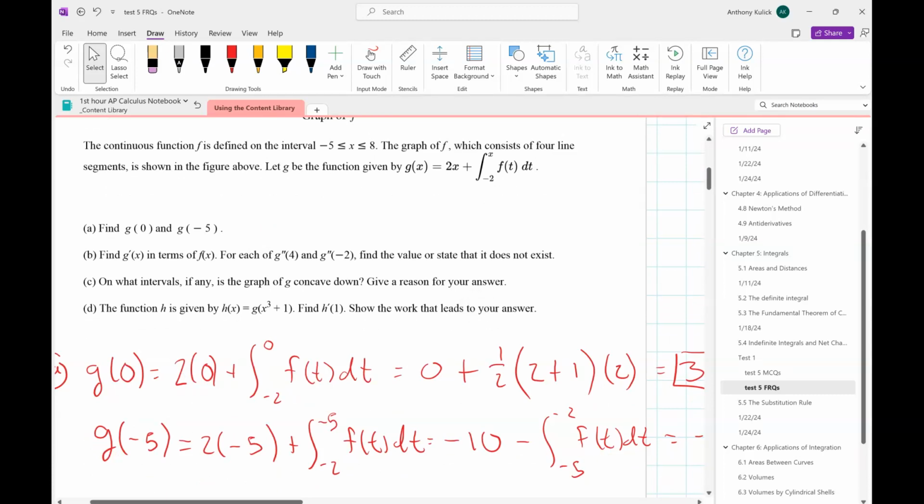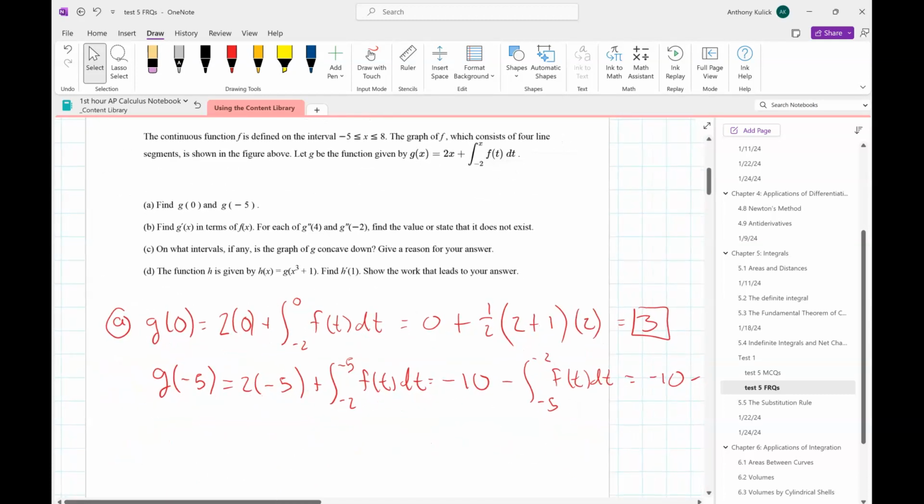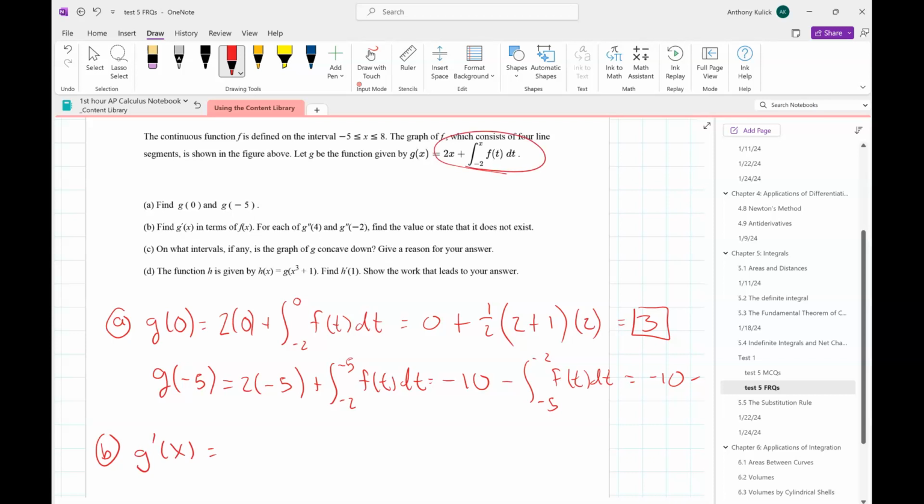Part B says find G prime in terms of f of x, and then it asks for G double prime of 4 and G double prime of 2. State the value or explain why it doesn't exist. Okay? So G prime is going to be the derivative of this, right? That's it. Everybody agree?